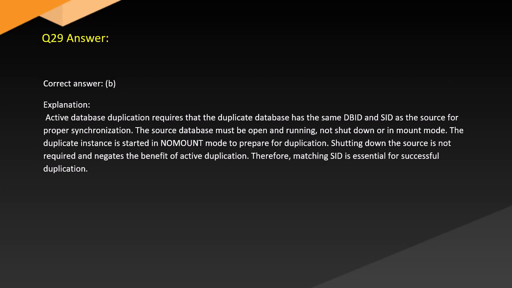Answer. Correct answer: B. Explanation. Active database duplication requires that the duplicate database has the same DBID and SID as the source for proper synchronization. The source database must be open and running, not shut down or in mount mode. The duplicate instance is started in nomount mode to prepare for duplication. Shutting down the source is not required and negates the benefit of active duplication. Therefore, matching SID is essential. Successful duplication.